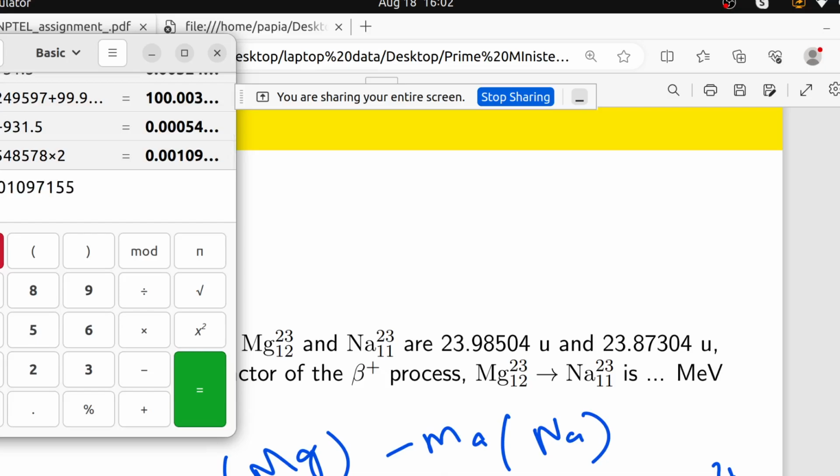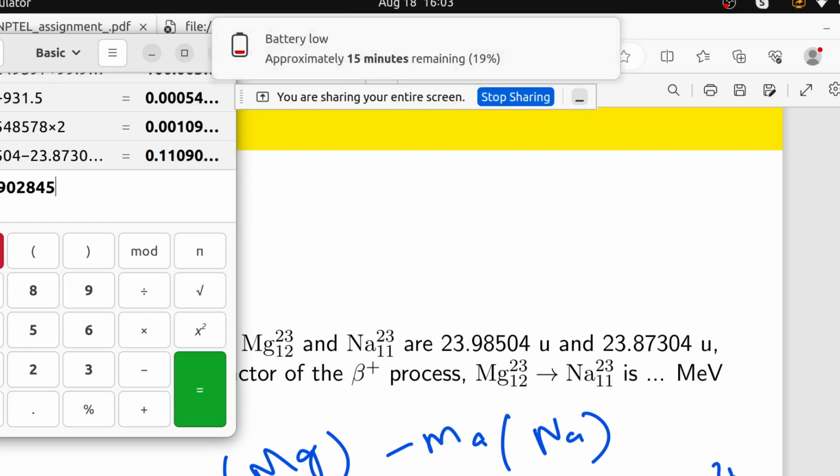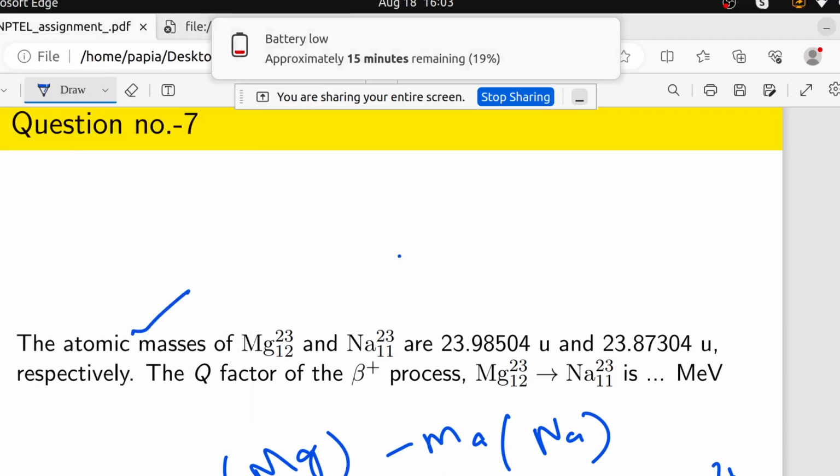Now 23.98504 minus 23.87304 minus this one. This is 0.1109. Okay, is this in MeV? No, this is in U unit. So if you want to calculate this in MeV, then what you have to do: 1 U is 931.5 MeV. Okay.